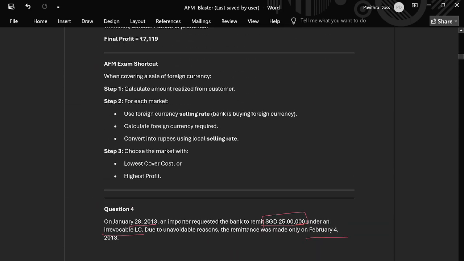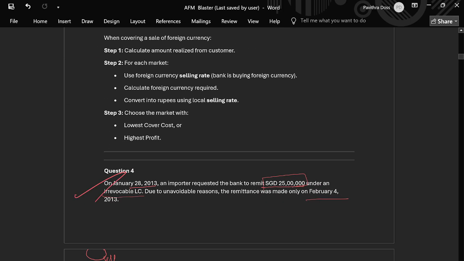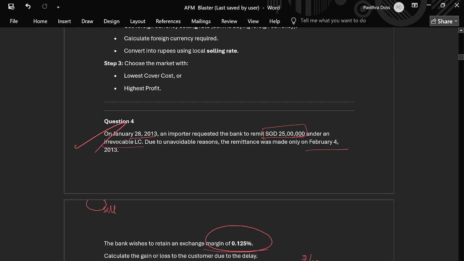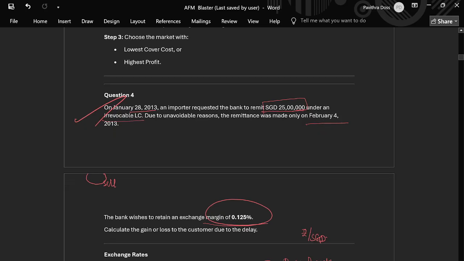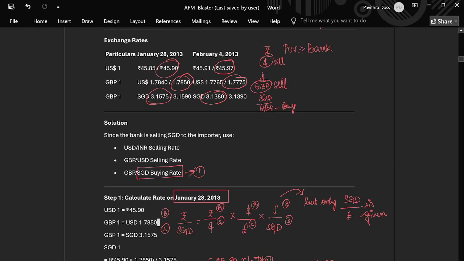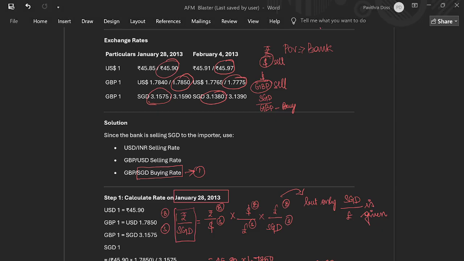So actually, if it had happened on 28 Jan 2013, what would have been the rate? Let us see it now. The point here is that we need to remit SGD. So the quote we are looking for is rupee per SGD, but directly it is not given, so we are going to arrive at it. Rupee per SGD is what we are looking to get, but we will not have it directly. So here we will take rupee per USD. So which means we will sell, wait a minute.